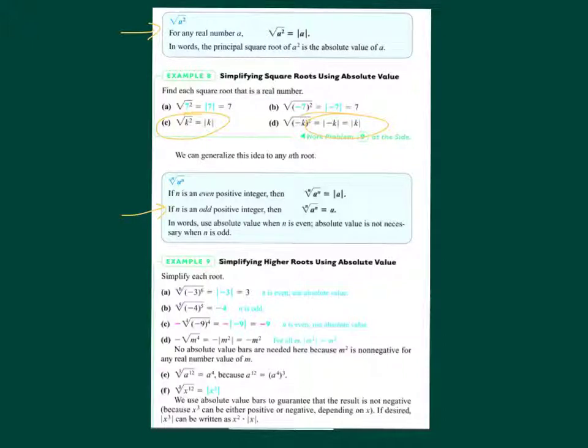So this works in general also. If it's an even positive integer, so you're taking a square root, a fourth root, a sixth root, an eighth root, then you're going to have the absolute value signs. If it's odd, so the cubed root, fifth root, seventh root, then it's without the absolute values. So just remember, you use the absolute values when it's even. It's not necessary when it's odd.